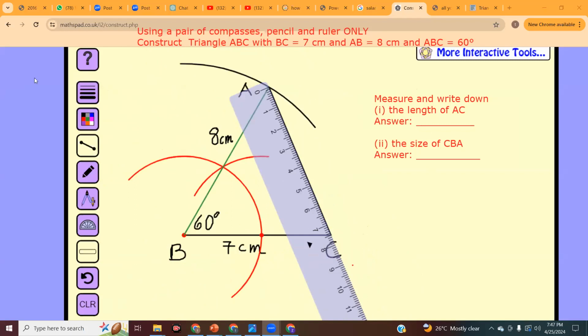So let me select this. This is going to be 7.5. So the answer is going to be 7.5 centimeters.